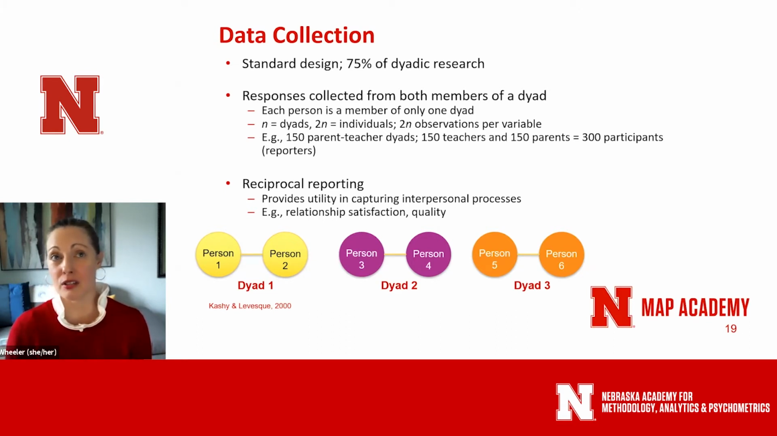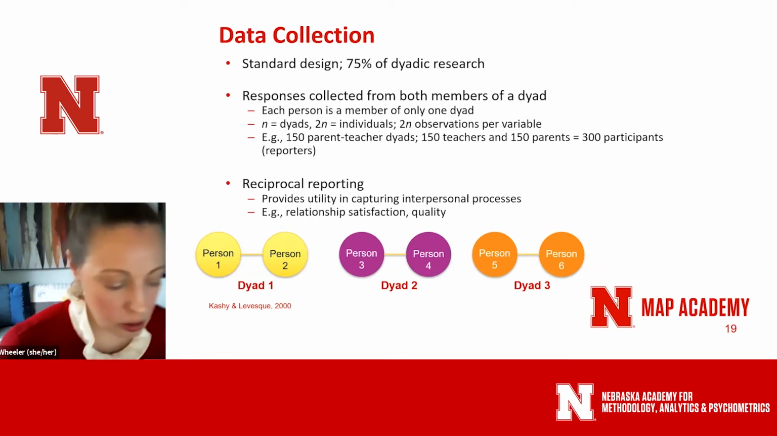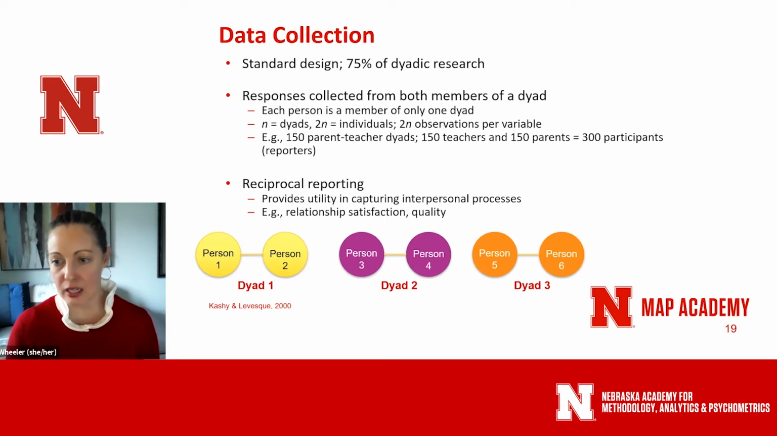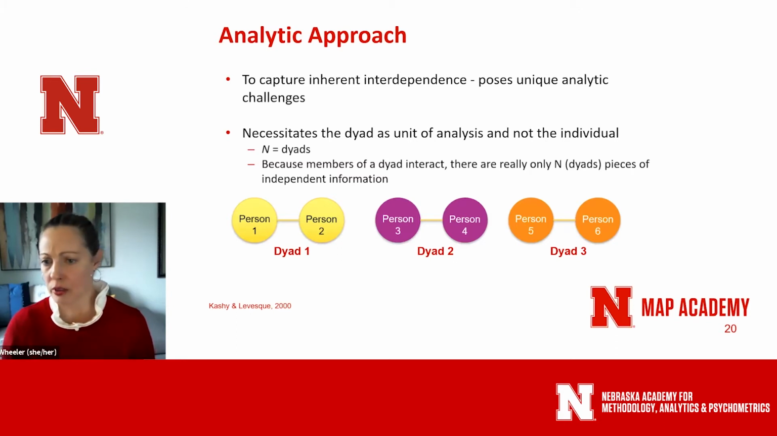And many studies can include different kinds of data collection, but in order to create the dyadic indices that I'll be talking about today, you want the dyad members to be reporting on that same relationship in order for these to work. So the inherent interdependence in this type of research design poses those unique analytic challenges that I've been talking about. And so as we're thinking about these designs, we're really thinking about the dyad as our unit of analysis and not our individual. So our sample size would be the number of dyads, right? As we've been talking about, because these members of this dyad are interacting or they're related in some way, they're not independent units.